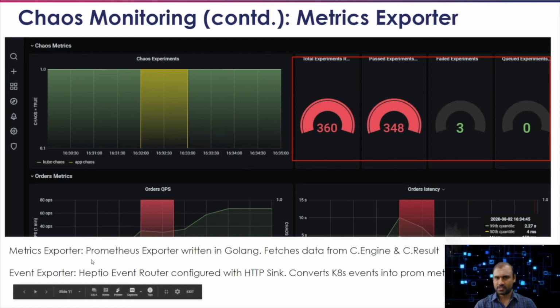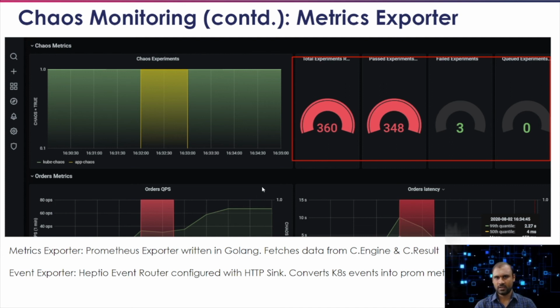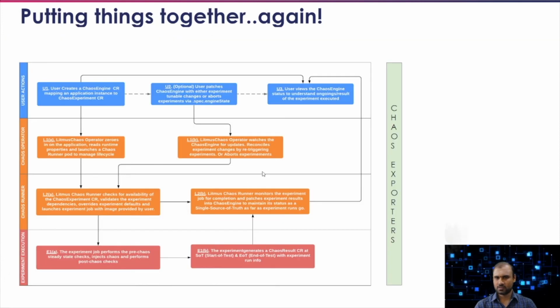Both the event and metrics exporter contribute to different facets of observability in chaos engineering in Litmus chaos experiments. So these are the moving parts. Let's put all this information together. You must be familiar with this slide. We talked about it in our architectural overview. A swim lane diagram that is giving you a complete picture of what's happening.